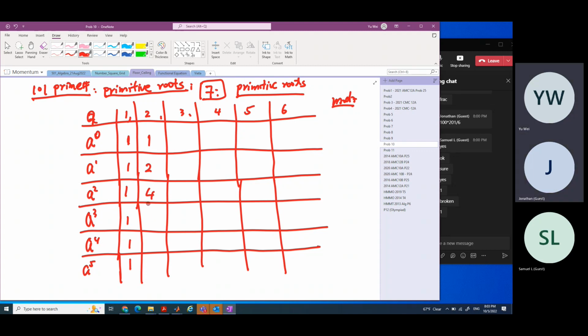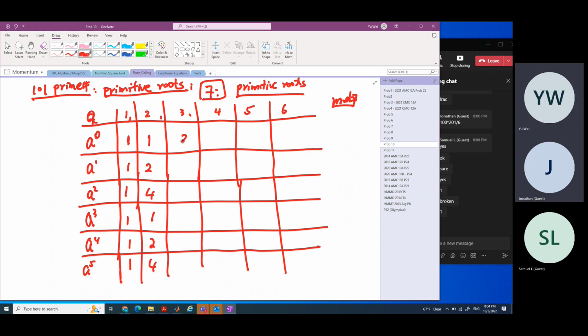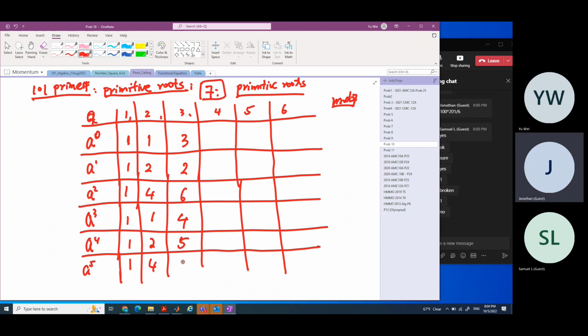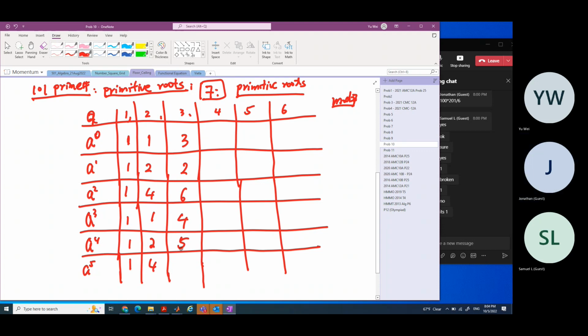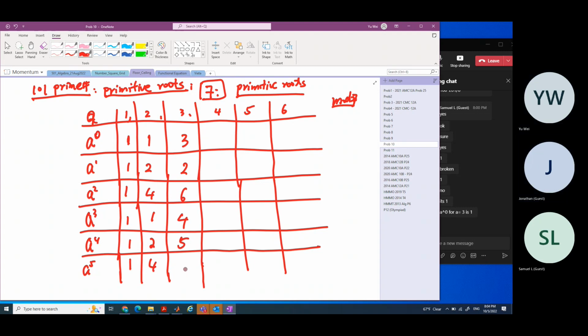Johnson, can you calculate 8 mod 7? 1. So 1, 2, 4. Next, 3: 1, 3, 2, 6, 4, 5. And what's next?